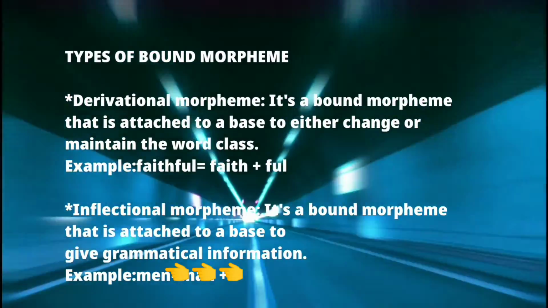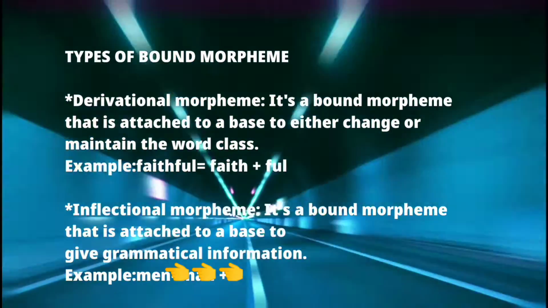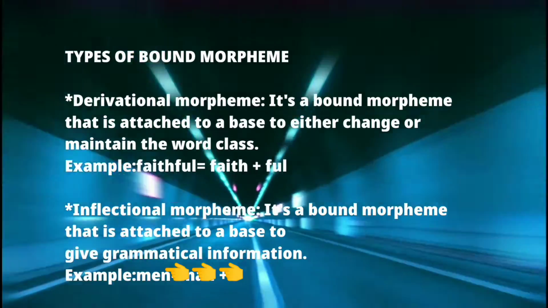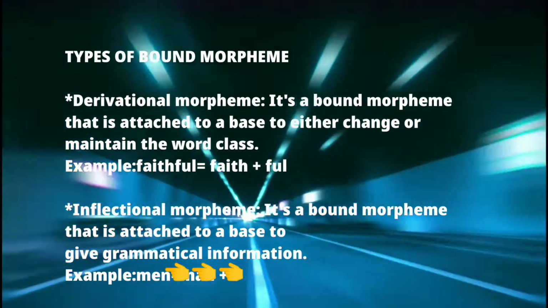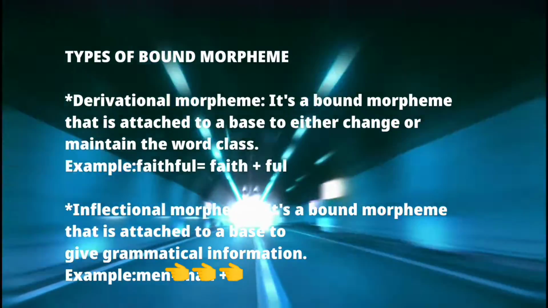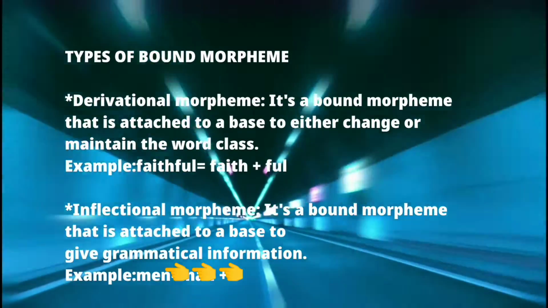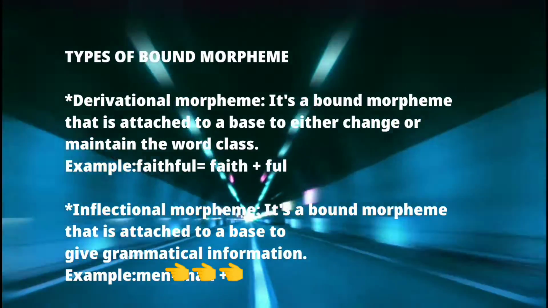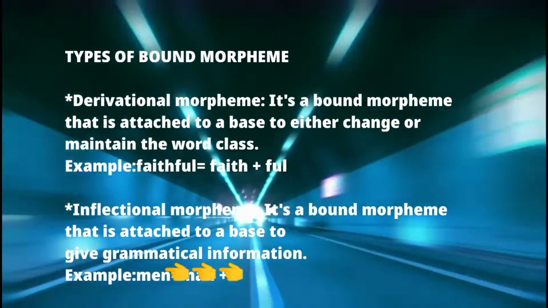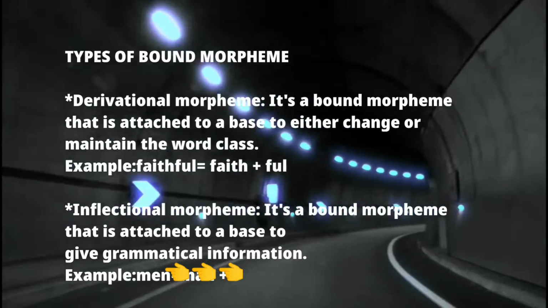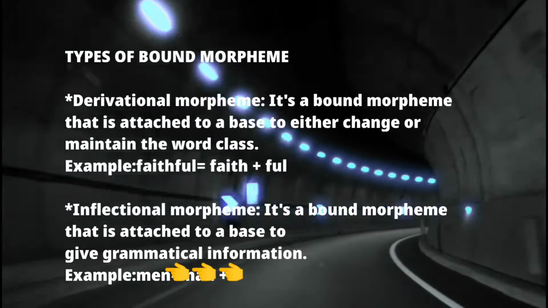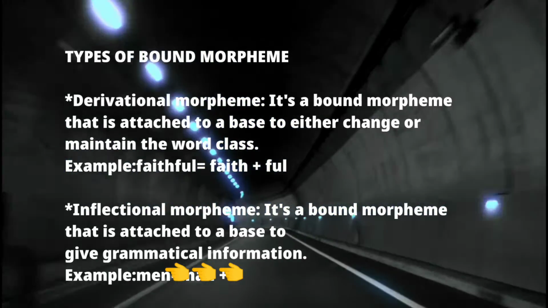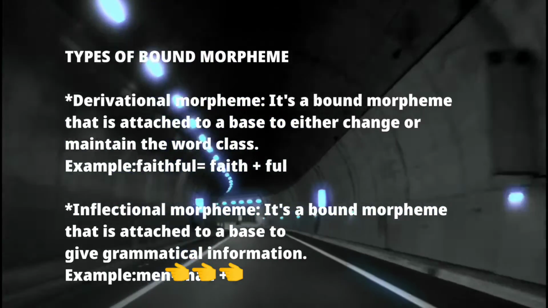Next is types of bound morpheme. These are derivational and inflectional morpheme. A derivational morpheme is a bound morpheme that is attached to a base to either change or maintain the word class. An example is the word faith. Faithful is a combination of faith plus ful. Ful, which is the derivational morpheme, changes the word faith, which is a noun, into an adjective.